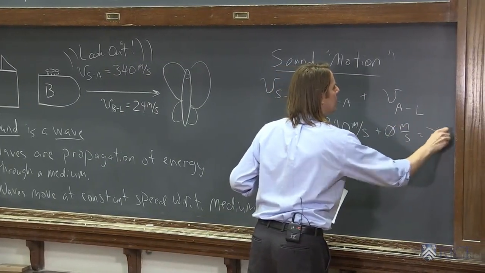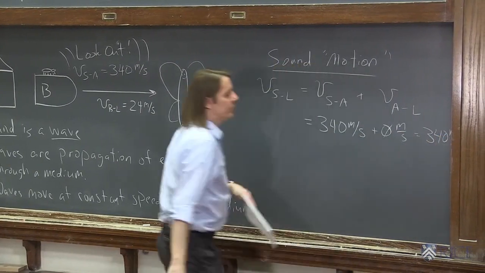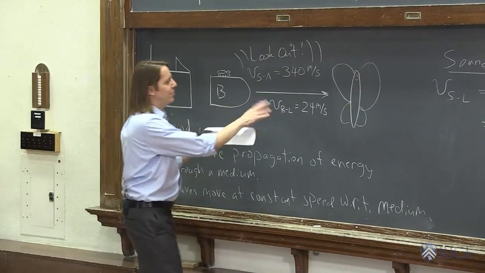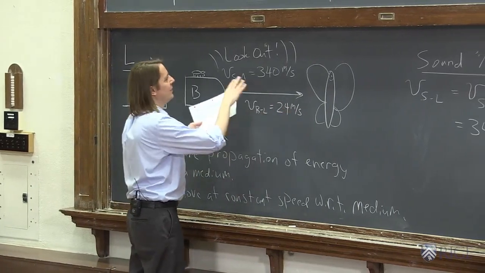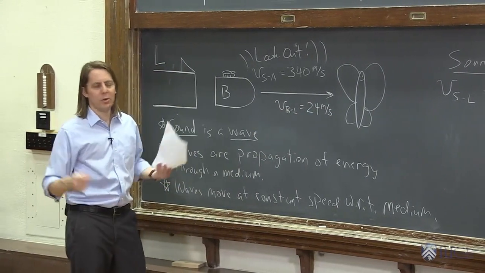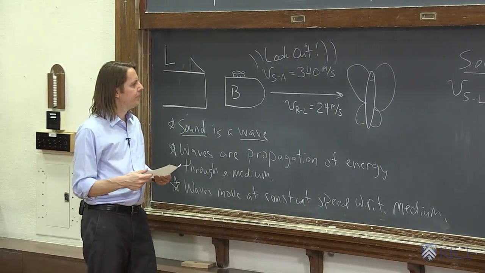So the sound does go at 340 meters per second. You can imagine if the bullet is going 24 and the sound is going at 340, then of course the sound gets there first, scares away the butterfly, and we miss yet again.